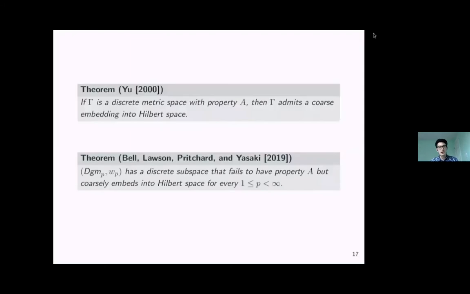A little bit of related work. In 2000, Guoliang Yu proved the Baum-Connes conjecture for spaces that admit coarse embedding into a Hilbert space. And he also provided a very concrete condition you can check, and if it's satisfied, then you have a coarse embedding. And then in 2019, a group at UNC Greensboro proved that persistence diagrams for any finite p have a discrete subspace that fails to have property A. Now, that particular subspace that they embed is actually known to coarsely embed. So funny enough, we still don't know whether or not persistence diagrams with the p equals 1 or 2 Wasserstein metrics coarsely embed into Hilbert space.